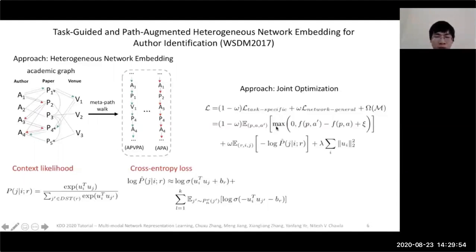The first component is the pairwise ranking loss between paper and authors. And the second part is the network embedding loss. The third part is the regularization term.